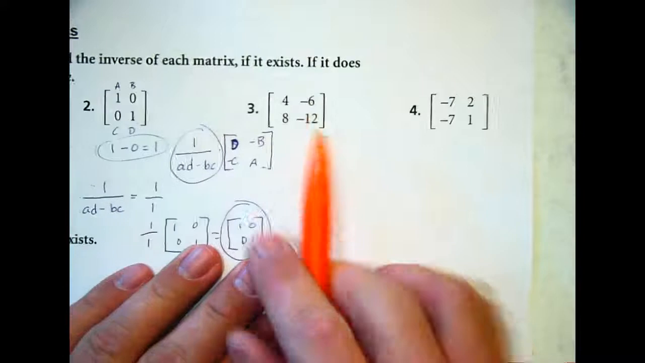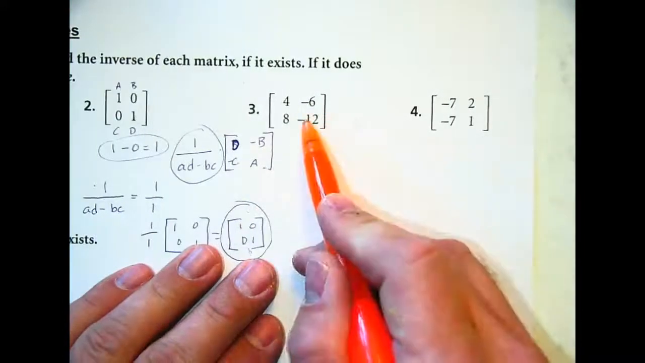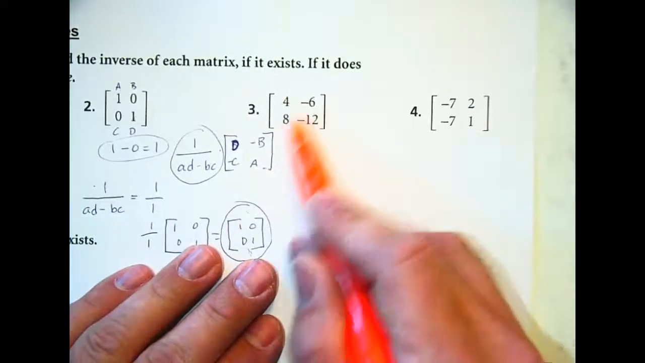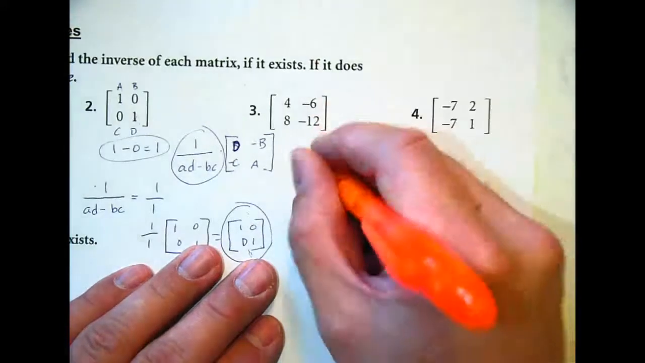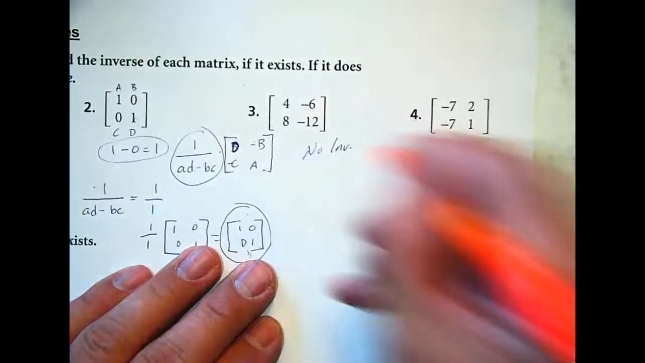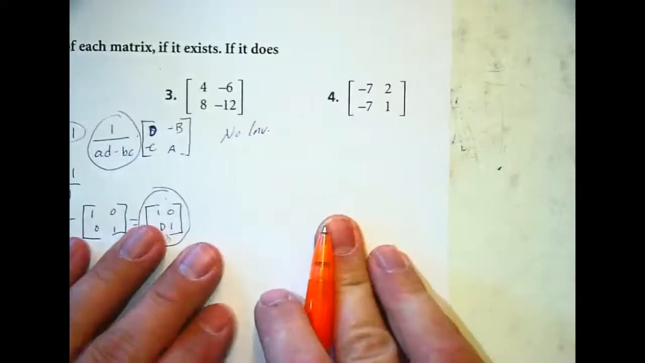All right. Number 3. Can we do it? Nope. 4 times negative 12 is negative 48. Subtract the 2, you get 0. No inverse. Number 4, can we do it?